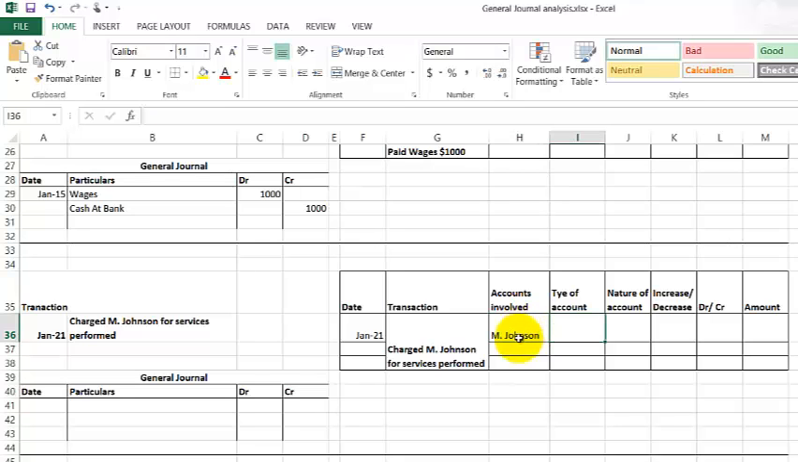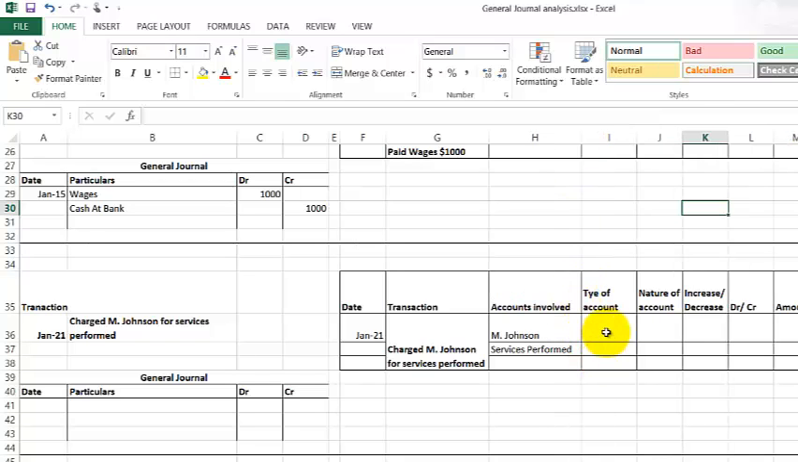All right. Another new account is services performed. I'll have to make this a bit wider for us. Okay, so we don't get it mixed up. M. Johnson is going to pay us money. Right? There's going to be some cash in our hand later on. By definition, that's an asset account. Services performed is something that we've done as a normal part of our business. It's what we call a revenue.